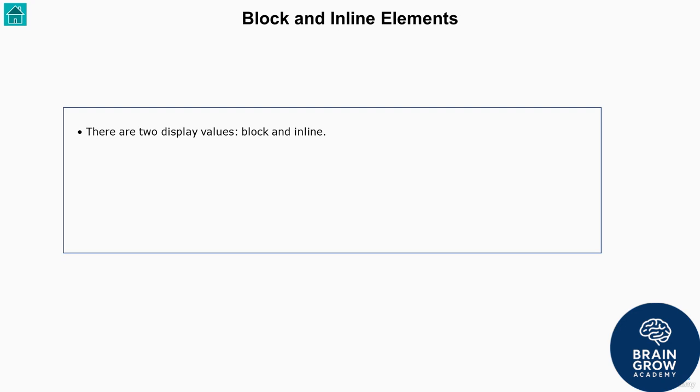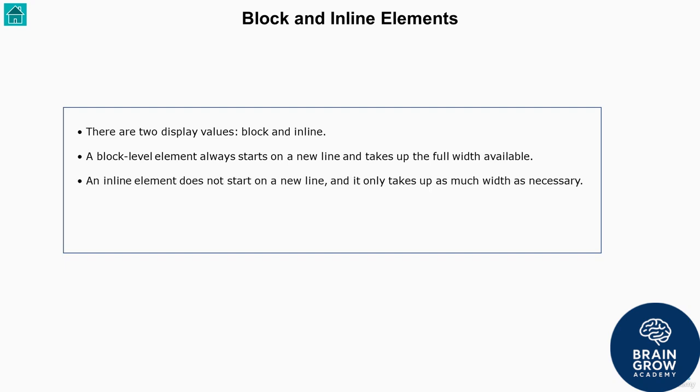We have talked a little bit about block elements before, but let's now dig deeper into the topic. So, there are two types of display values, block and inline. A block level element always starts on a new line and occupies the full width available. An inline element is different from a block element. It only takes up space bounded by those tags.